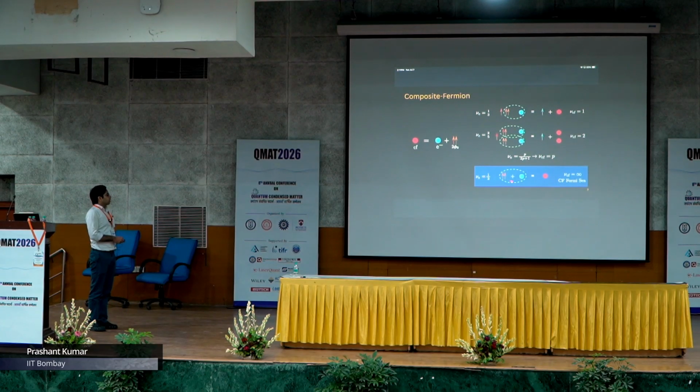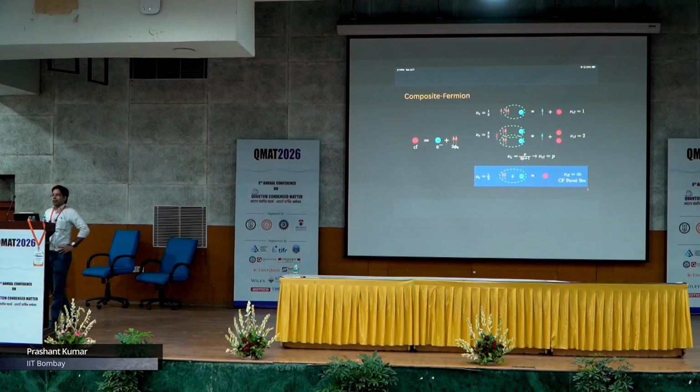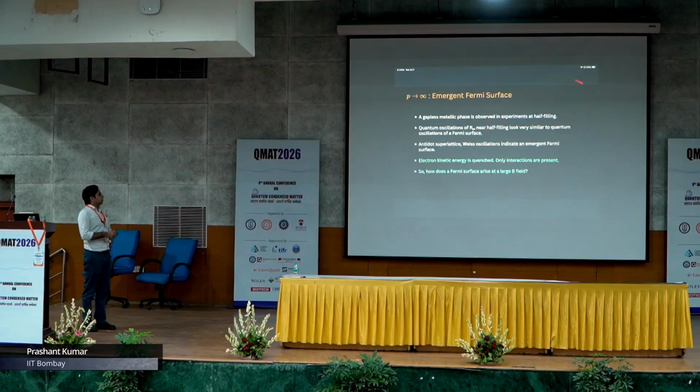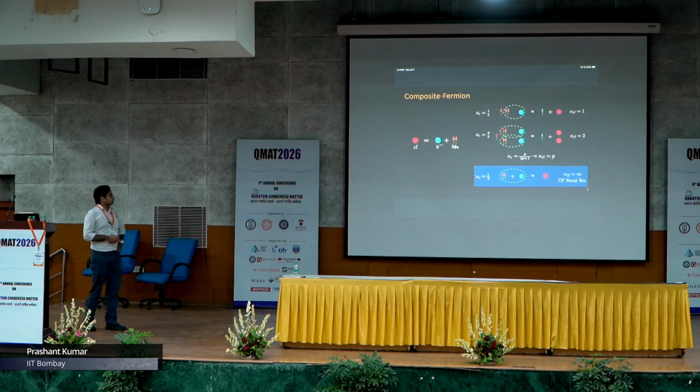You have 2 flux quanta and 1 electron. If you capture the flux, the entire flux is gone. So these composite fermions are experiencing 0 magnetic field overall, and this is why you are seeing a Fermi surface. So at the very leading order level, this is the answer, this is why you are seeing the Fermi surface, and this at least qualitatively can explain all these quantum oscillations experiments.